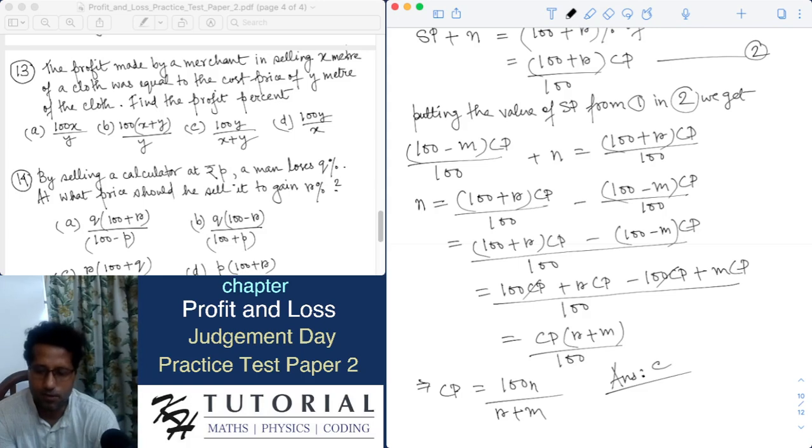So with this second practice test paper, it brings to an end the chapter on profit and loss, and next I will start the chapter on simple interest tomorrow.